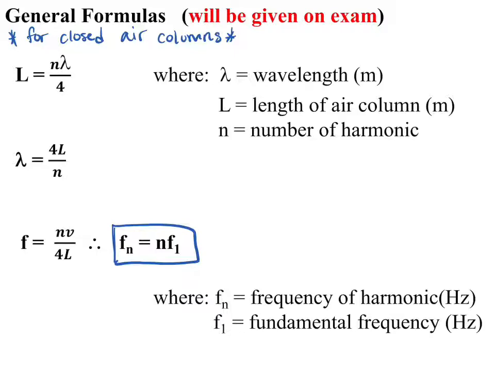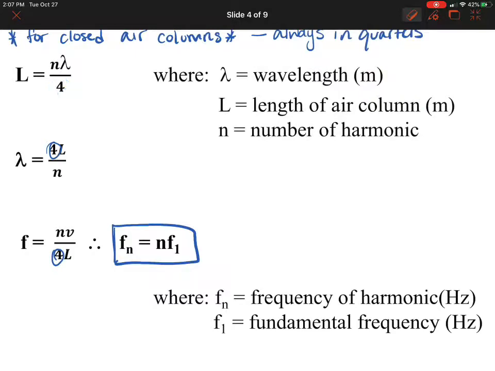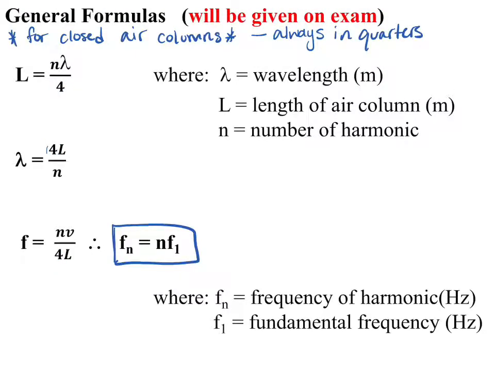So what makes the closed air columns unique and different from open air columns is closed air columns are always, I was going to say being divided by 4s, but let's say always in quarters. So whenever you see the 4s in the equations, you know that you're dealing with closed air columns because we can only have the odd number of harmonics, which then eventually gives us quarters of wavelengths, okay? So that's how we know that those are going to be equations for closed air columns.